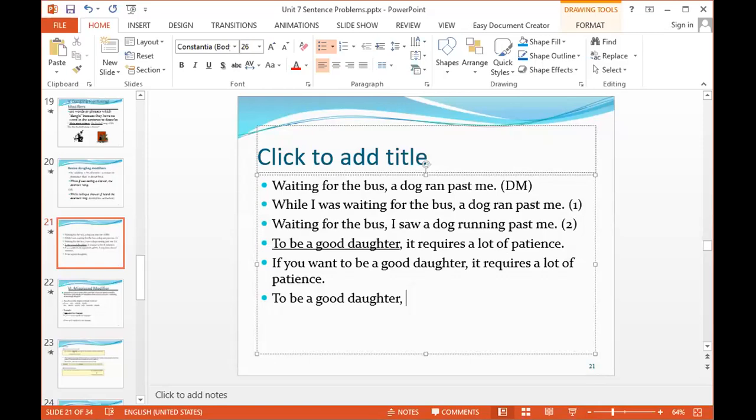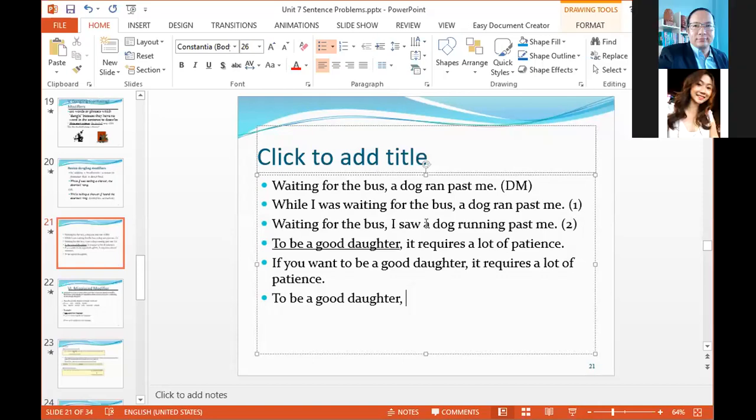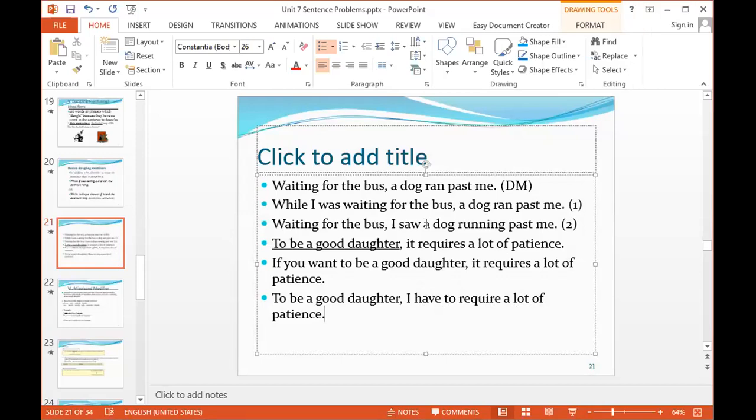To be a good doctor, I have to be patient. I require a lot of patience. Okay, like that example. So you see the way that we can correct the dangling modifier.